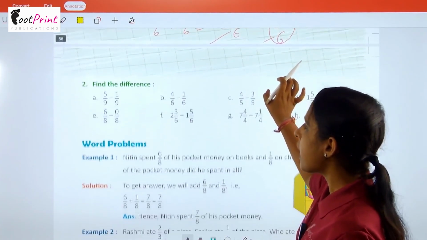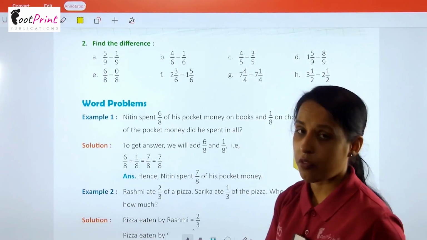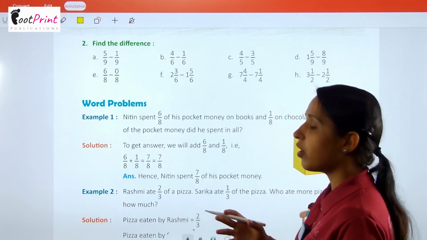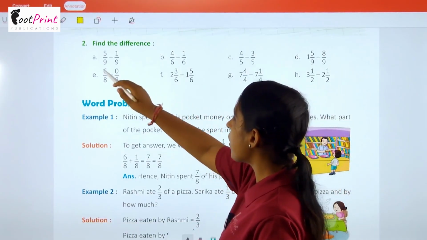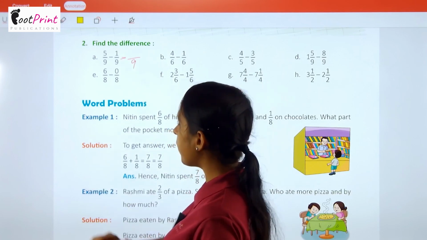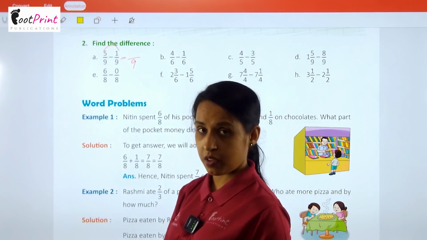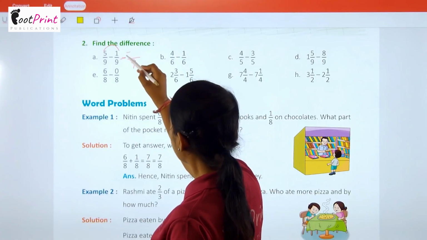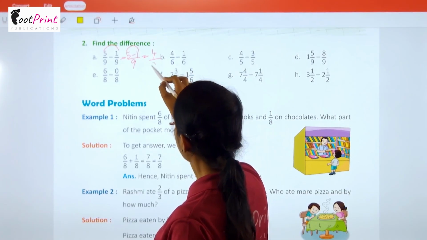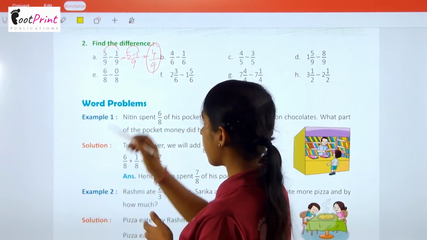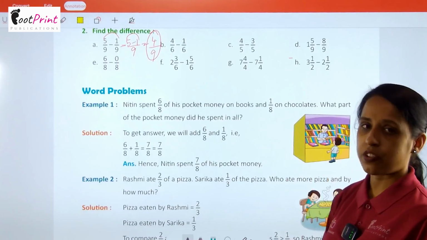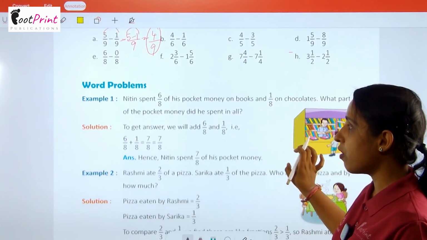Okay. Now find the difference. Now we have to find the difference, which means we have to subtract the given fractions. Here 5 by 9 minus 1 by 9. So 9, the denominator, will be the same, and we subtract the numerators. So 5 minus 1 is 4 and the denominator will be the same. So what will we get? 4 by 9. Just like that you will solve the rest of the parts by yourself.